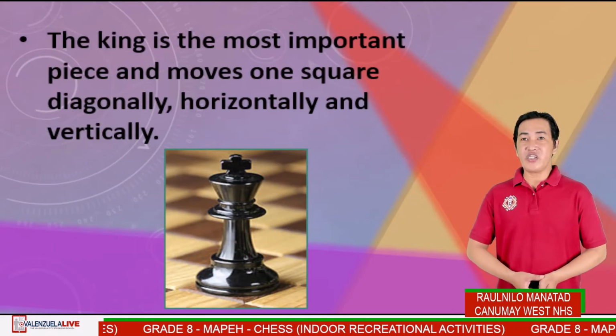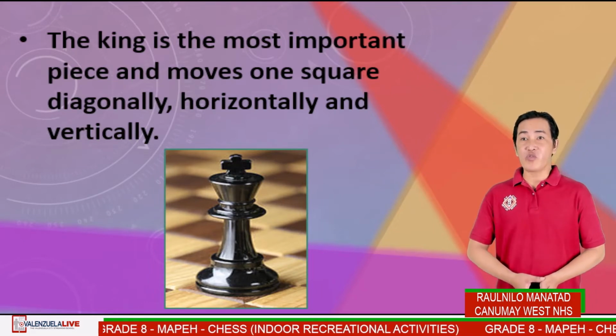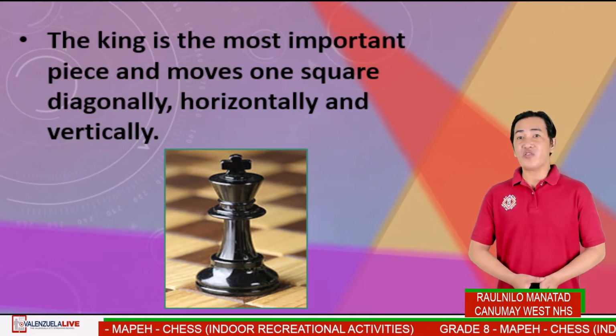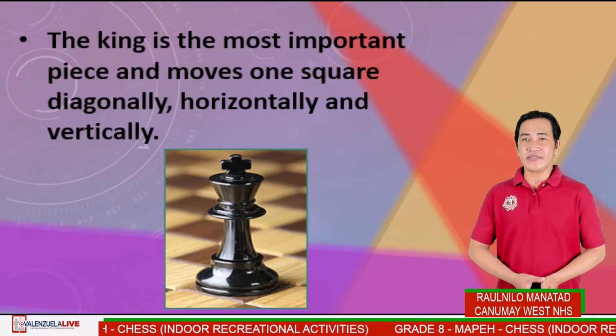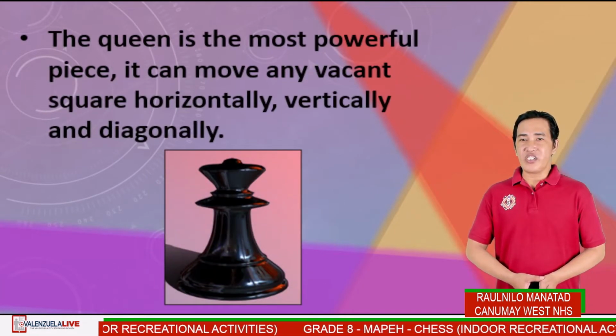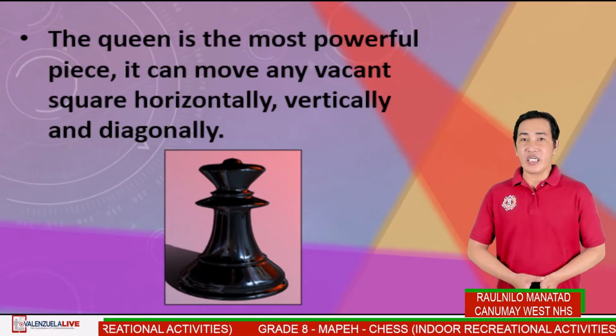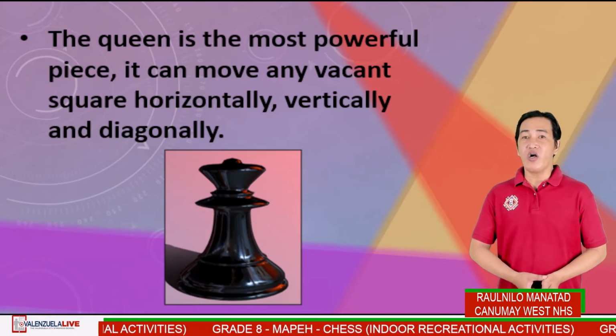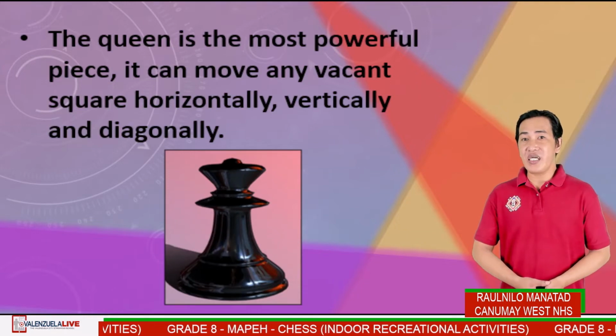The king is the most important piece and it moves one square diagonally, horizontally, and vertically. The queen is the most powerful piece. It can move any vacant square horizontally, vertically, and diagonally.